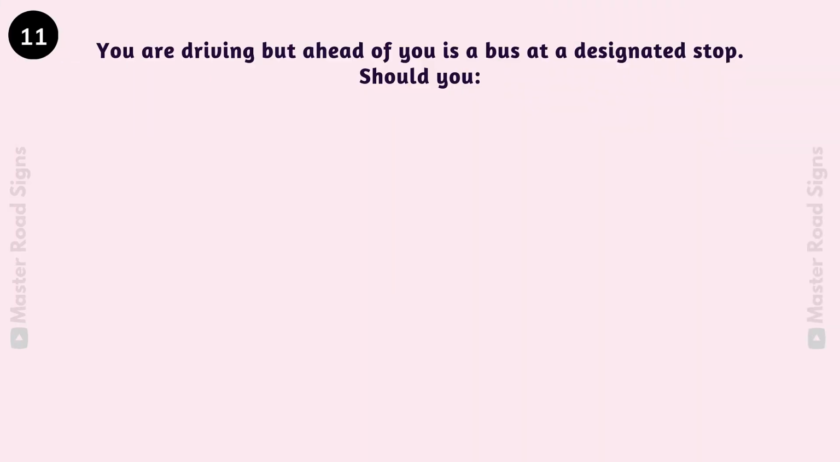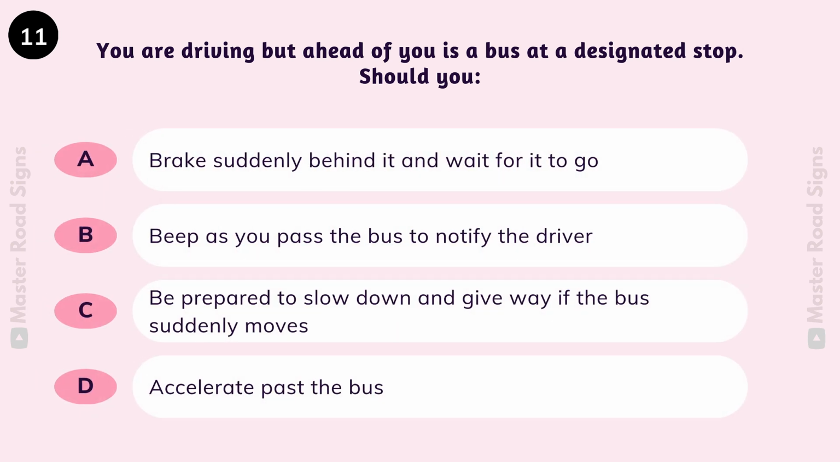Question 11. You are driving, but ahead of you is a bus at a designated stop. Should you: A. Brake suddenly behind it and wait for it to go? B. Beep as you pass the bus to notify the driver? C. Be prepared to slow down and give way if the bus suddenly moves? D. Accelerate past the bus? The answer is C. Be prepared to slow down and give way if the bus suddenly moves.